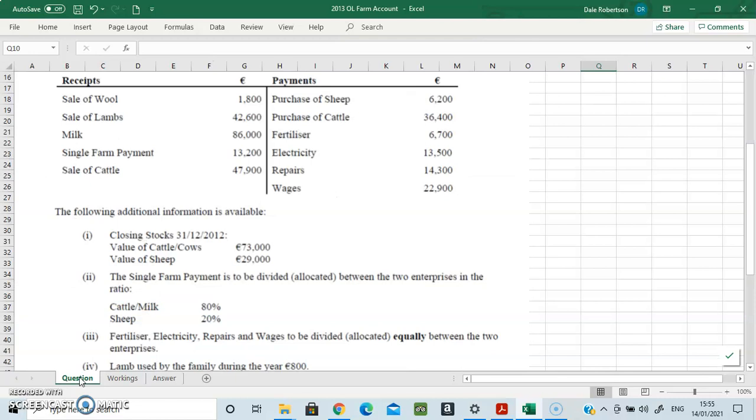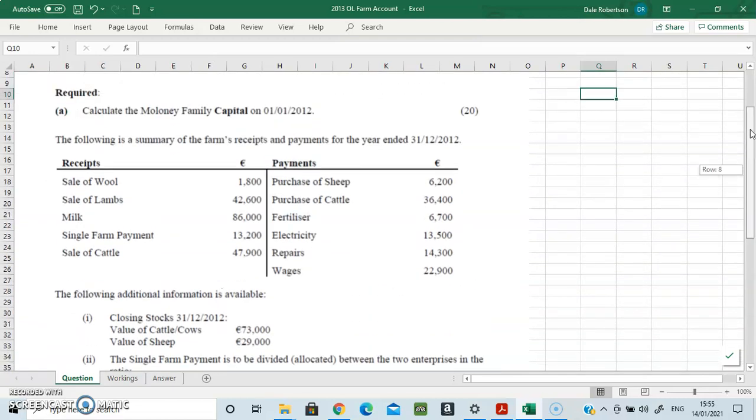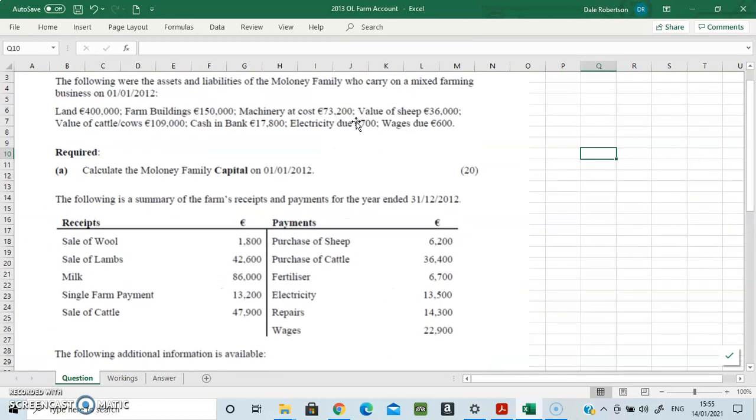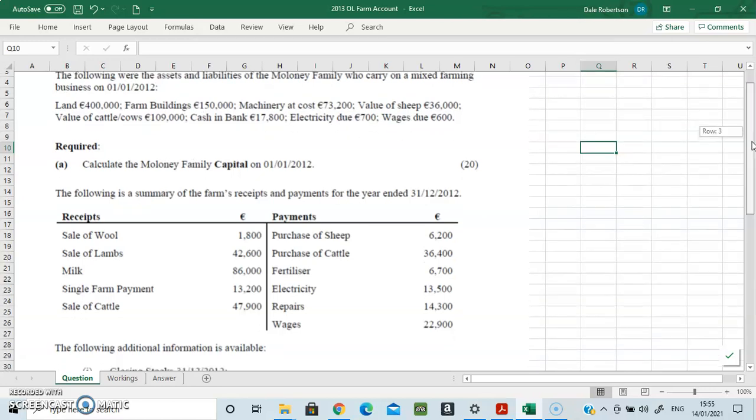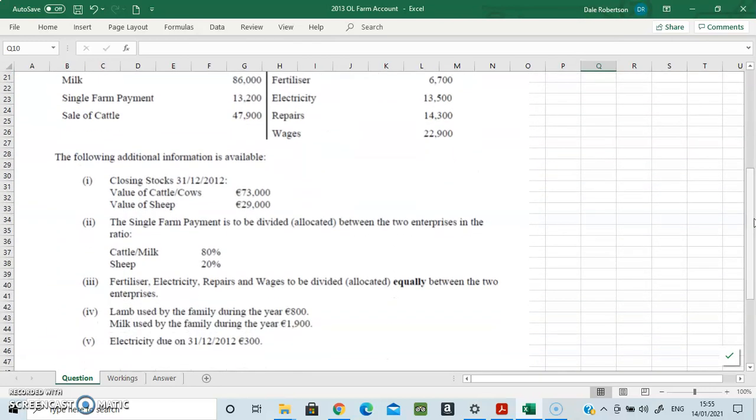Let's just go back and check if there's anything else that needs our attention. Well, in the top sentence, the rest of it is just assets. We've done our change from opening to closing stock, our decrease in stock. We've done these two amounts due. And down here, we've done our closing stocks, we've done the single farm payment, we've completed this splitting of those four expenses, we've done electricity due.